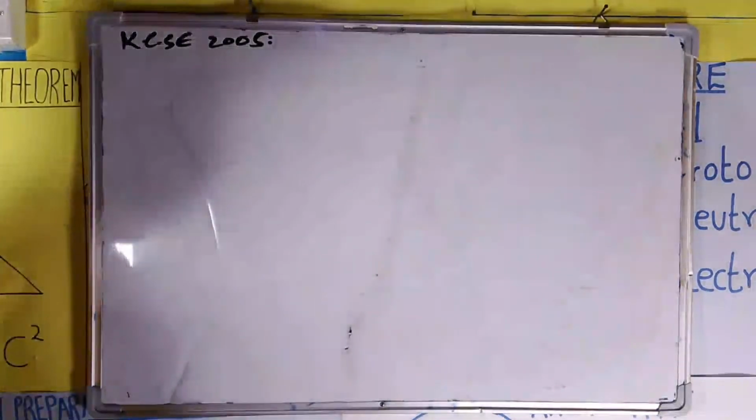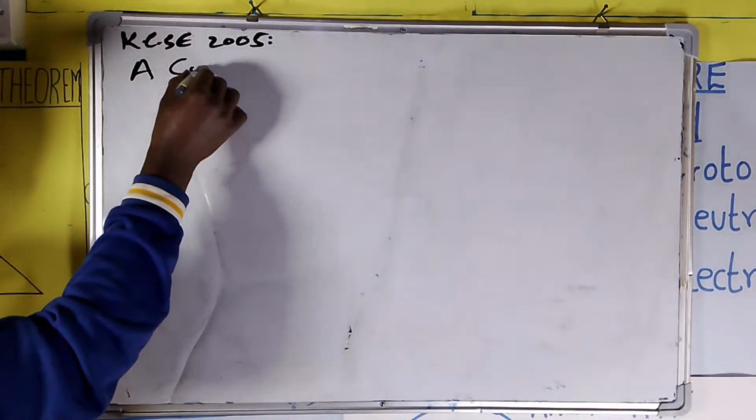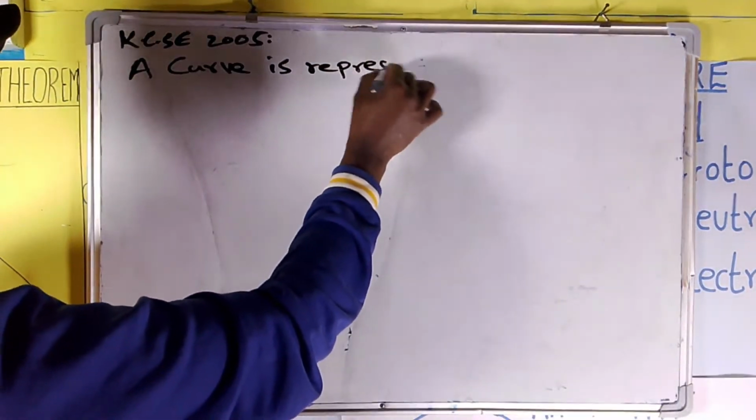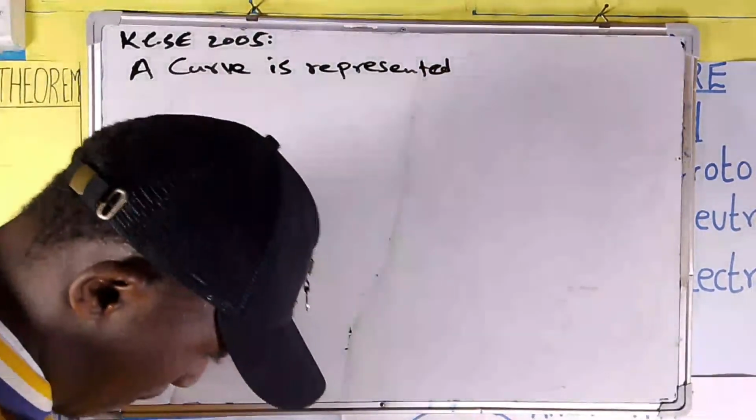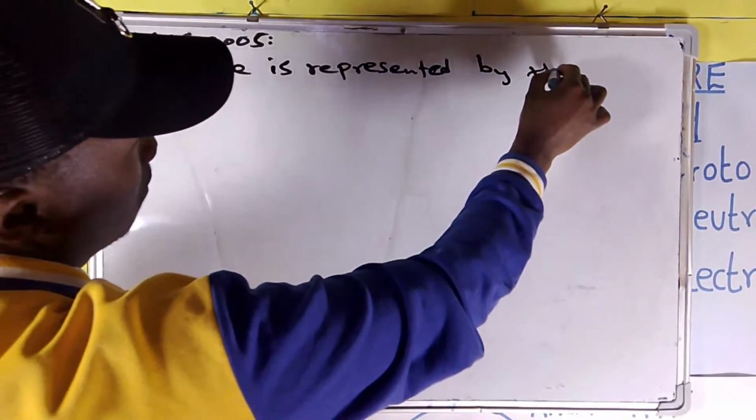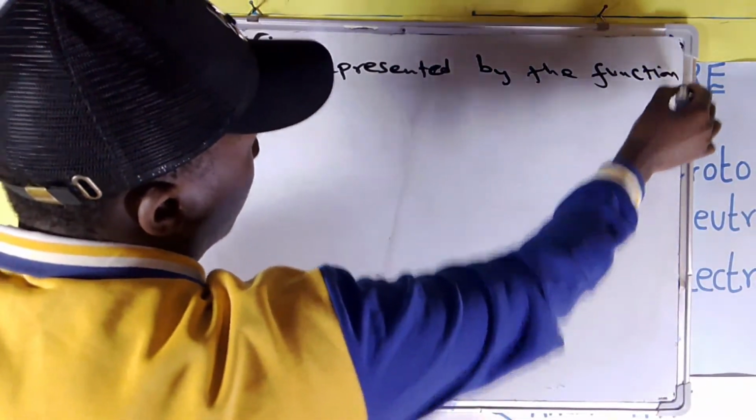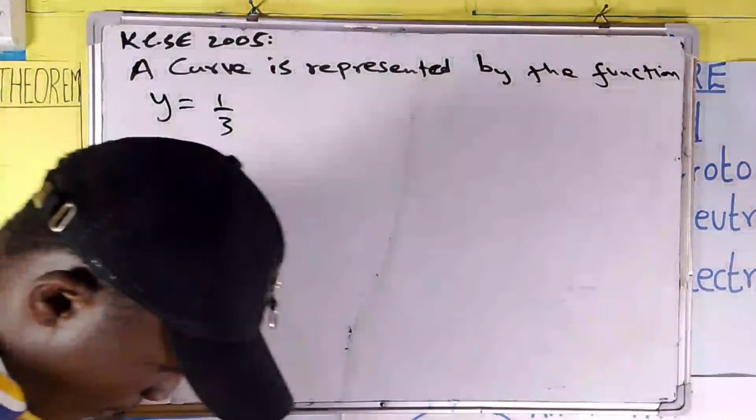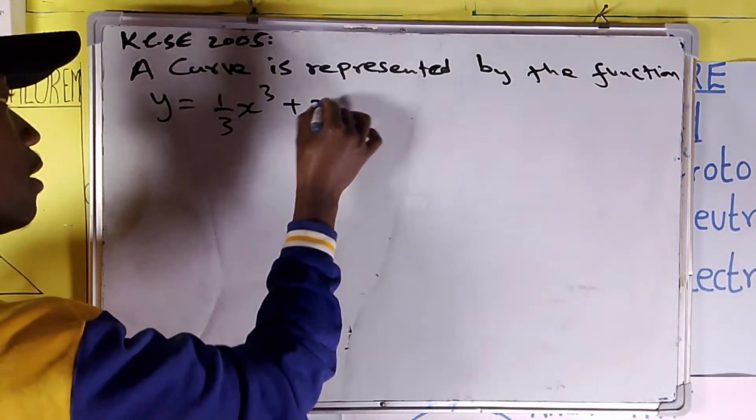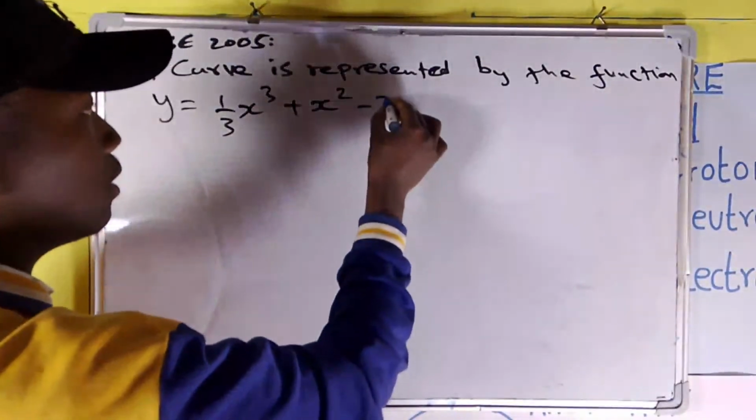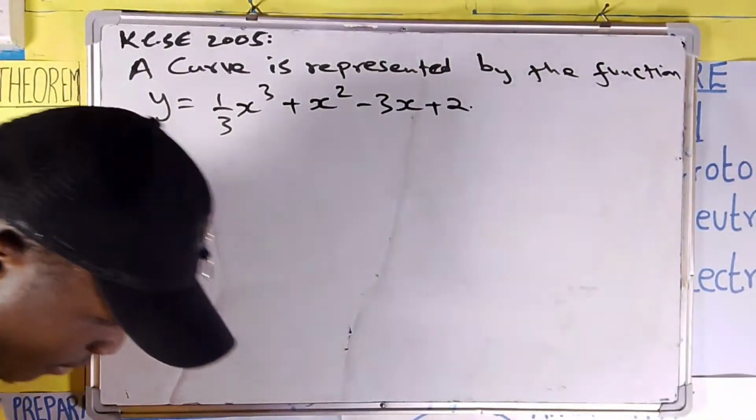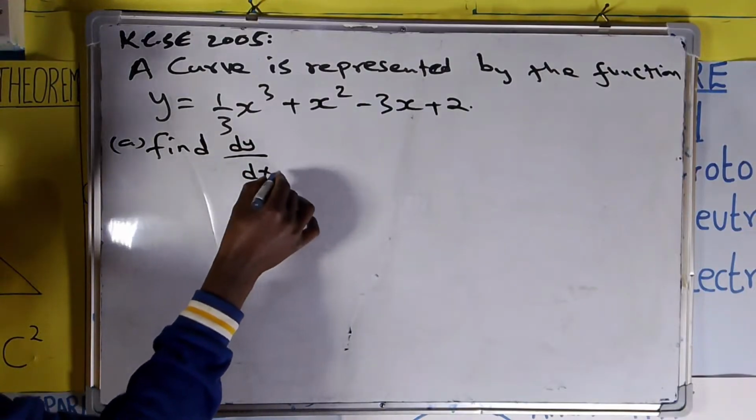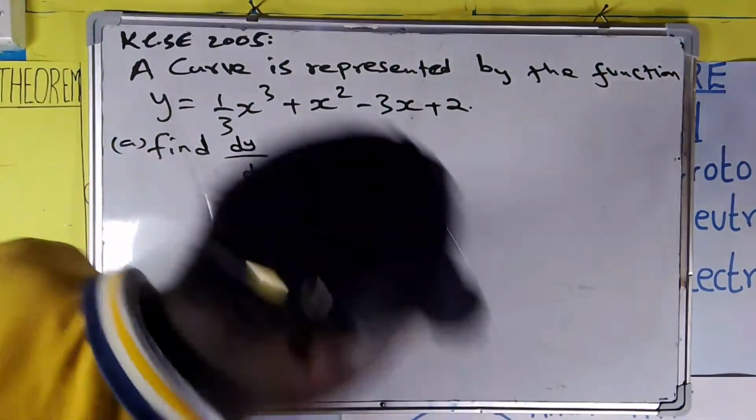A curve is represented by the function y equals 1 over 3 x cubed plus x squared minus 3x plus 2. (a) Find dy over dx. 1 mark.